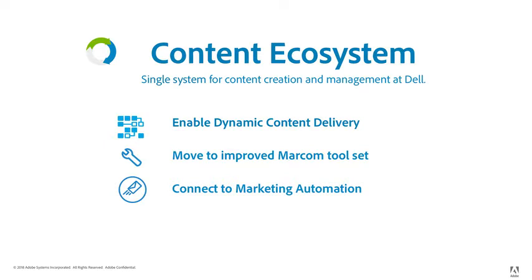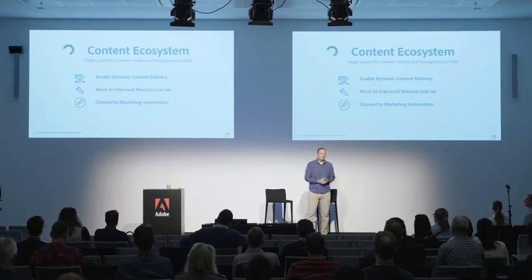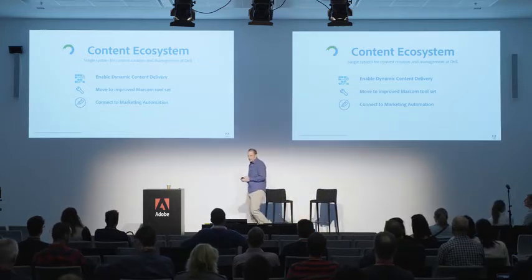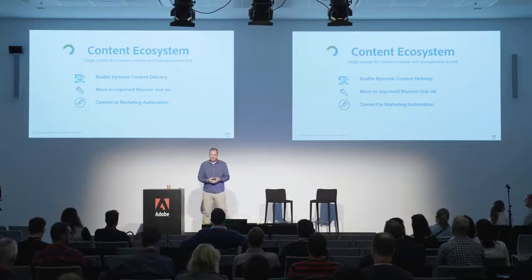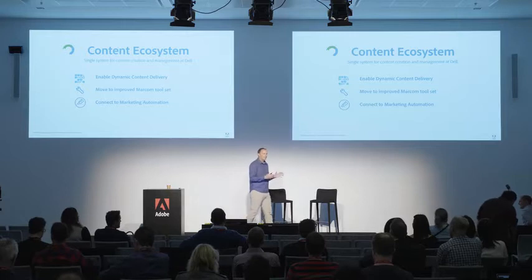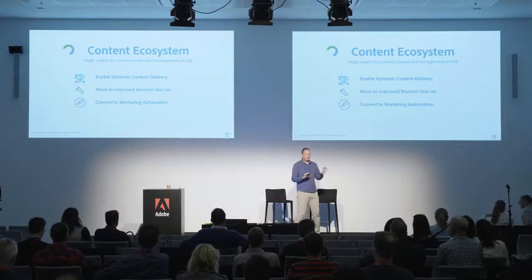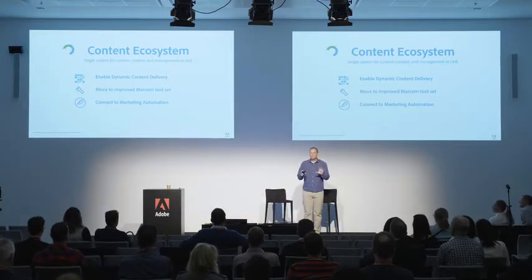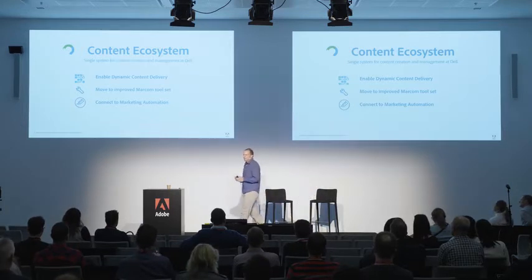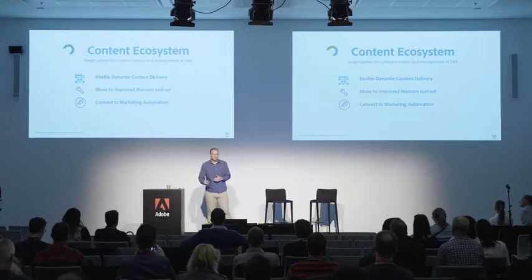So this is the 50,000 foot view of what we have set up and what we were looking for in the strategy that we wanted at Dell. It's our content ecosystem. We really needed to enable dynamic content delivery. We needed to improve the Marcom toolset, and we wanted to connect to the marketing automation that we had. So that's, at a very high level, what we were looking to do a little over 2 years ago in rolling out this roadmap and what it was going to look like.